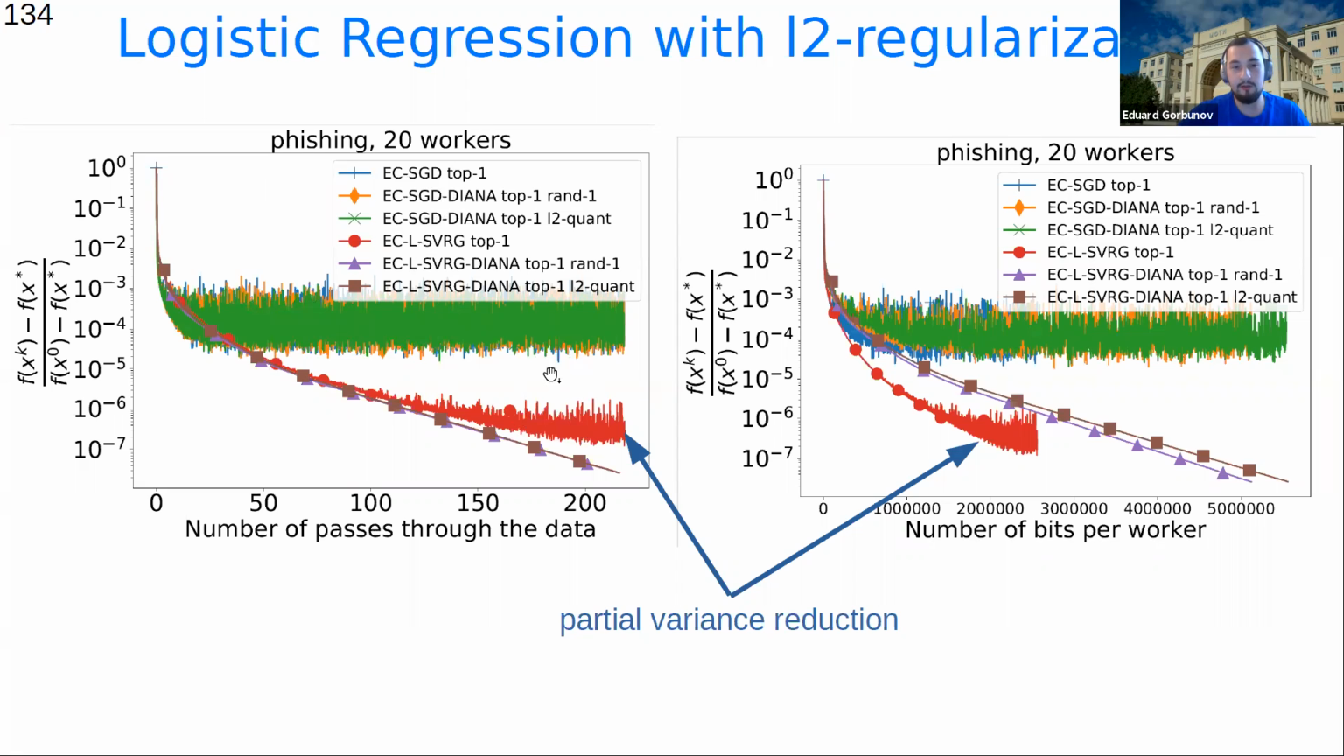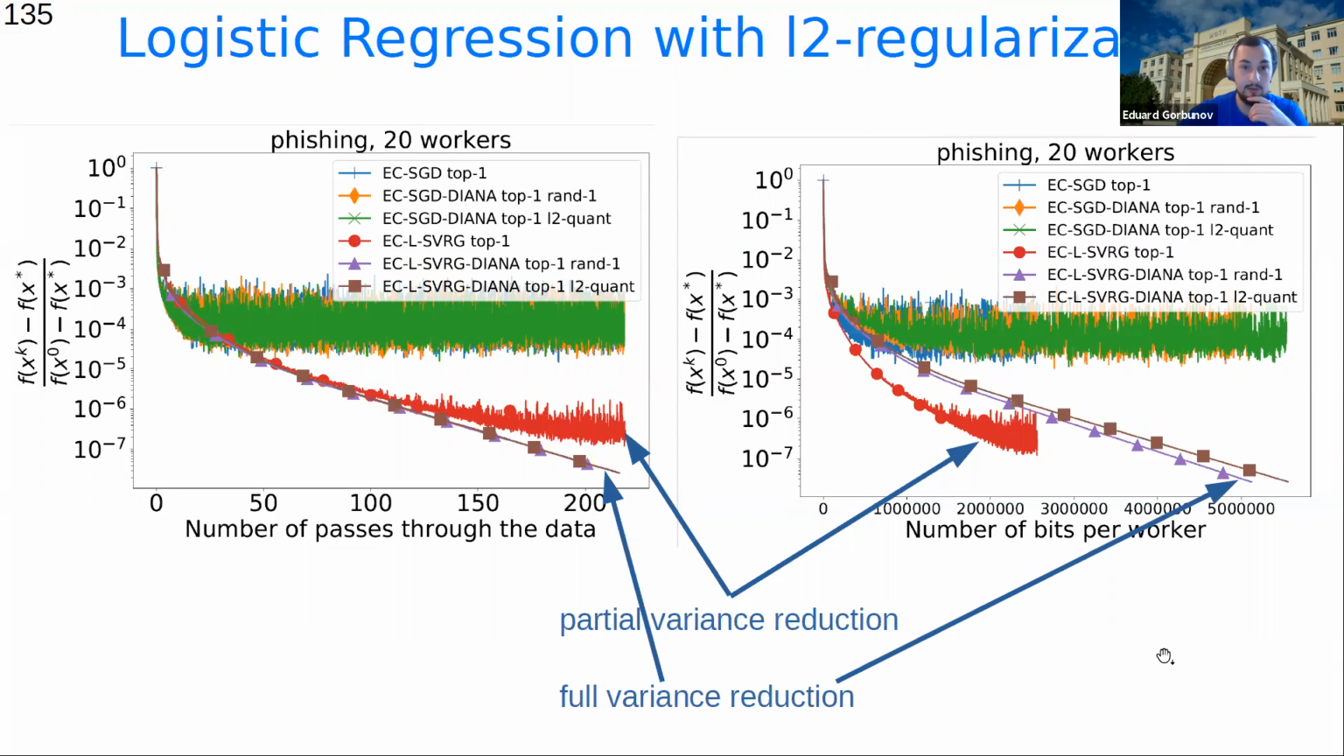start to oscillate earlier. And error-compensated loopless SVRG, it does partial variance reduction. And when we apply DIANA trick, combine it with DIANA trick, we obtain the full variance reduction. And as a consequence, linear convergence rate.